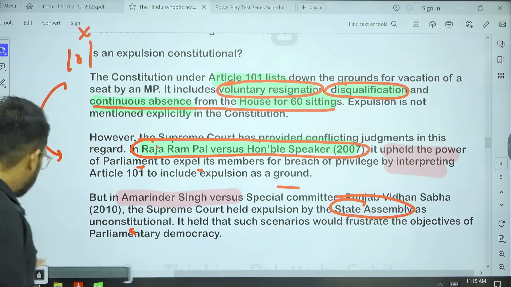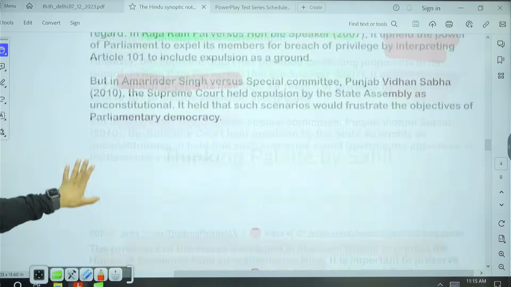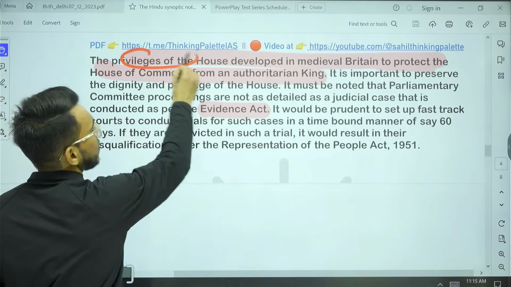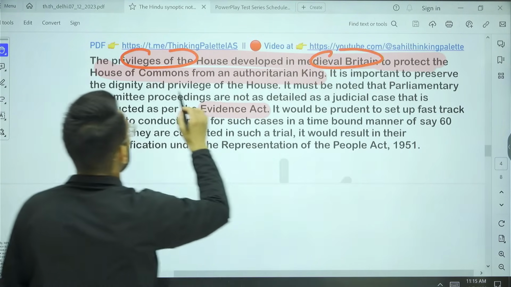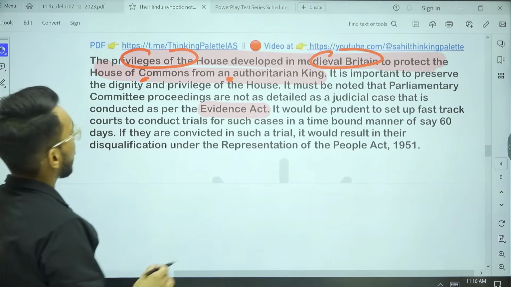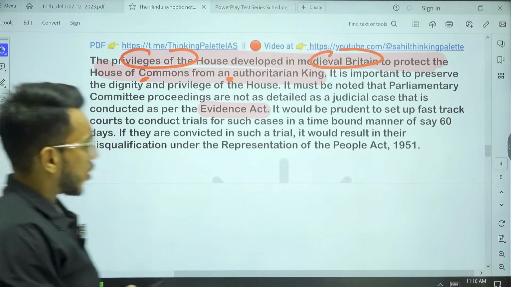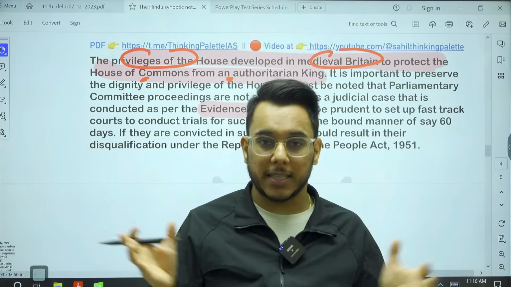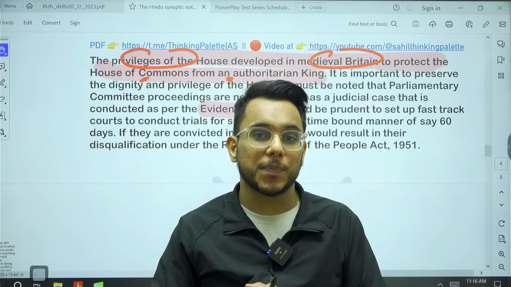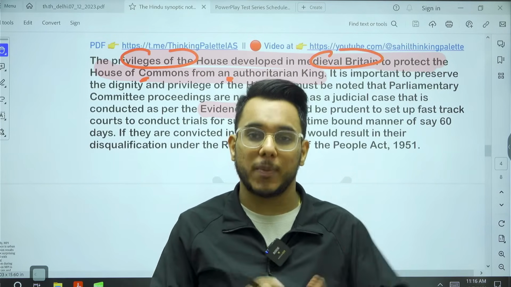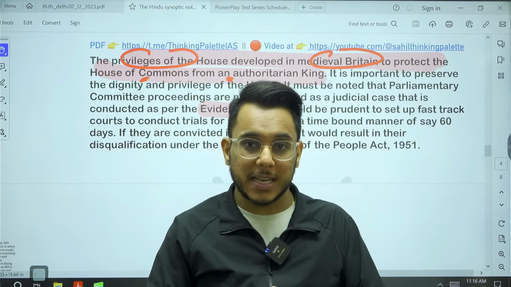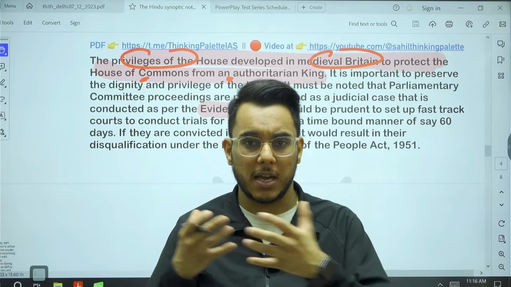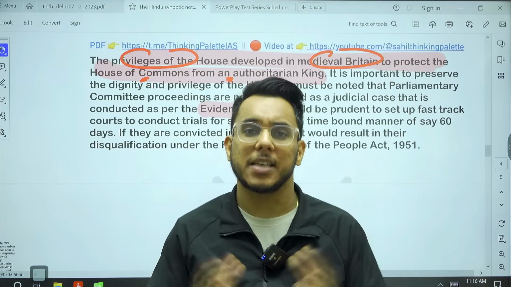It is being said that when we talk about investigation by the ethics committee or privileges committee, first of all, you need to know that the privileges of the House developed in medieval Britain to protect the House of Commons from an authoritarian king. Sometimes a king might do unethical things, might abuse his powers. So it was important that he also should be held liable for certain things. This is the reason that we have ethics committees and privileges committees in countries where the representative parliamentary form of government is there, including India.